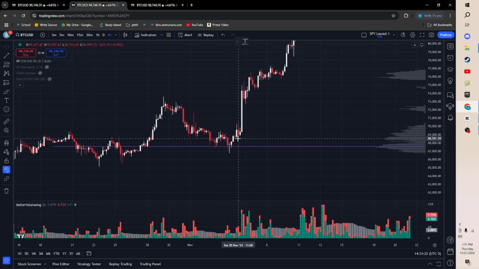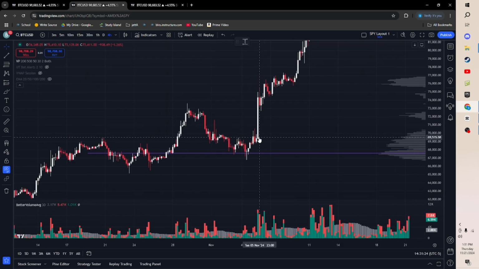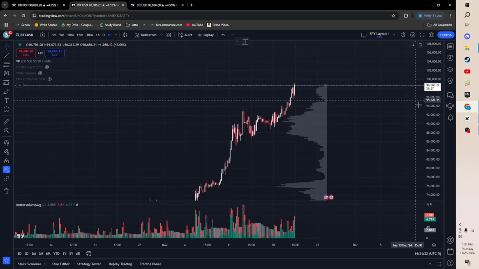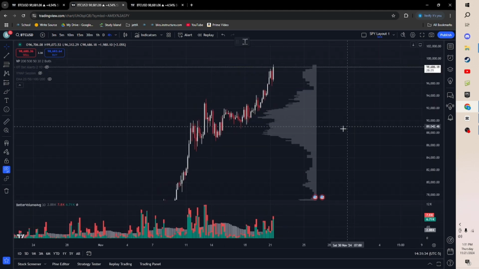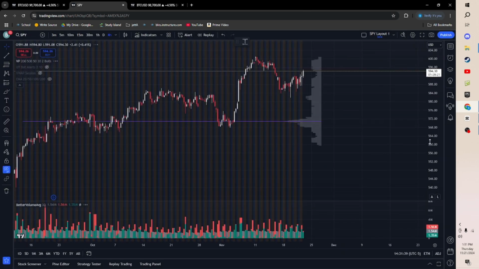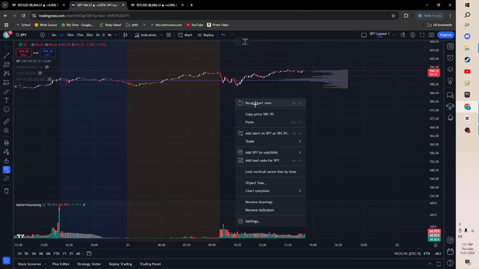I entered for a long-term position on this trade right in this area here, right around that 69,000 mark, and now it is currently sitting at 98,000. Thanks, Trump. But that was just an example. Okay, let's go back to SPY. Let's go to the 5 minute.